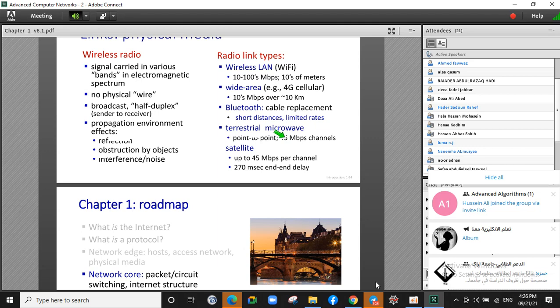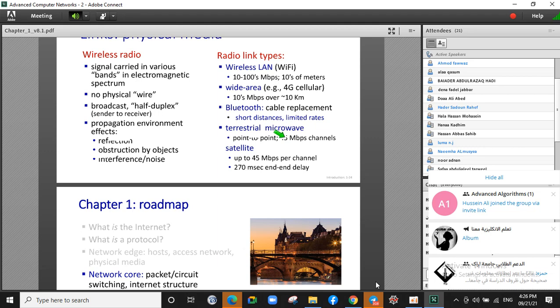Even a tree, even a wall, everything, even clothes can affect them. Okay? So their path from the sender to the receiver should be completely clear without anything.